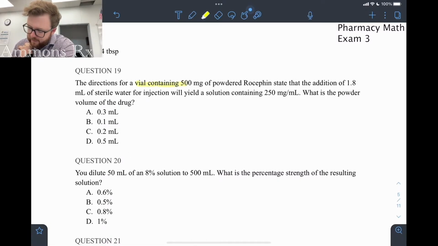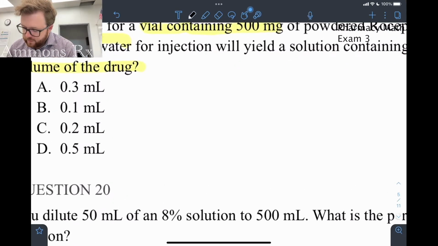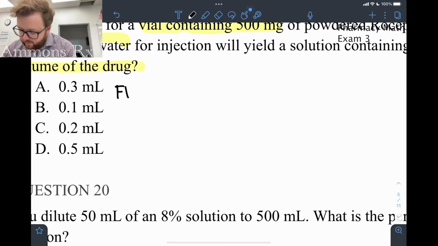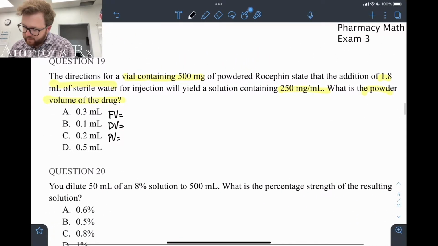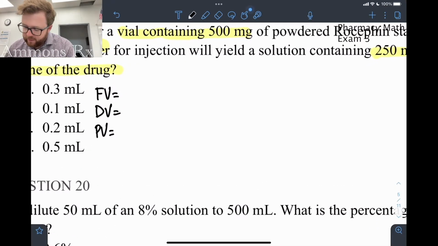So this vial contains 500 milligrams. Addition of 1.8 mils of sterile water will lead to 250 milligrams per mil. What is the powder volume? Okay, so once again, I'm going to write FV, DV, and PV. Okay, so do we have any of those outright? Addition of 1.8 mils of sterile water, so that's going to be our diluent.